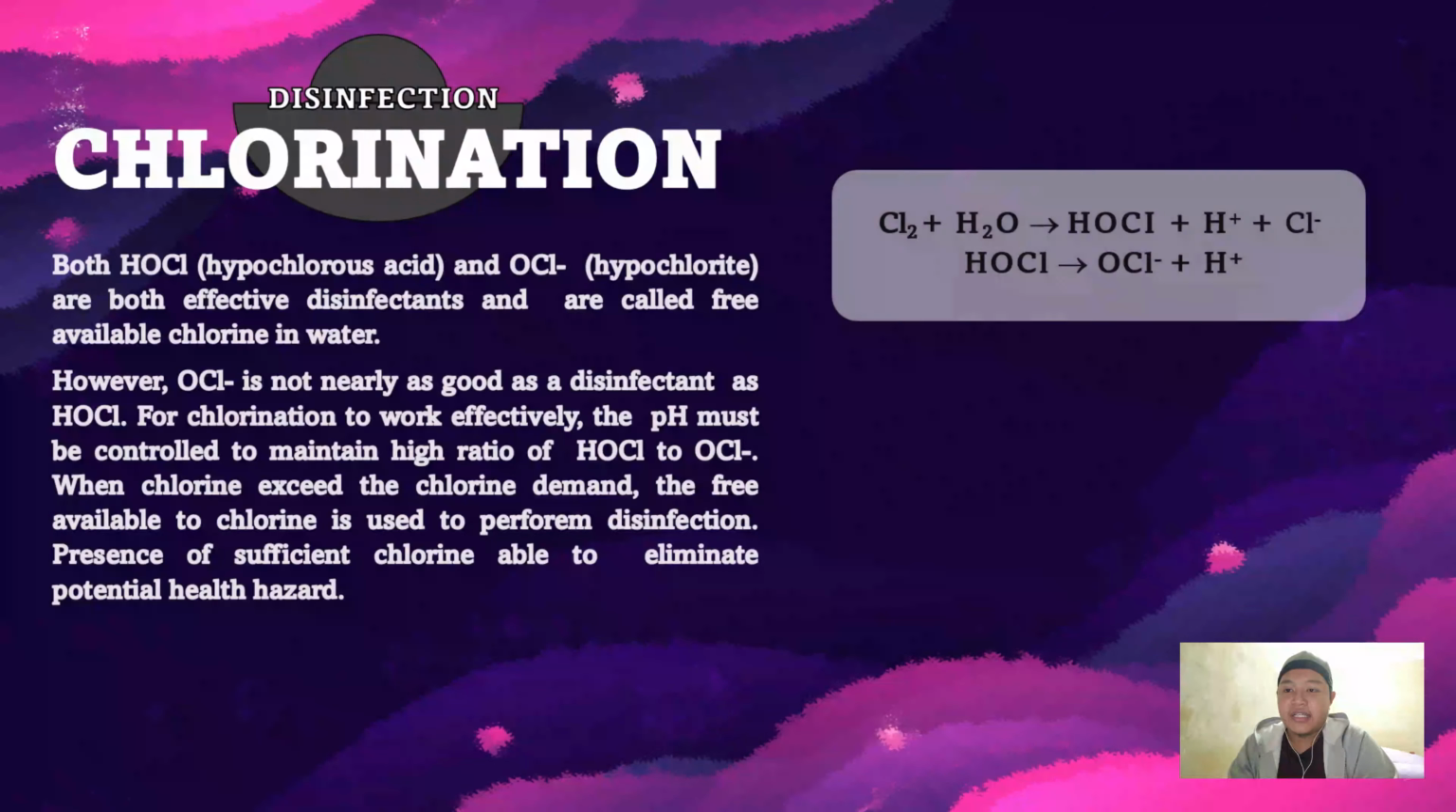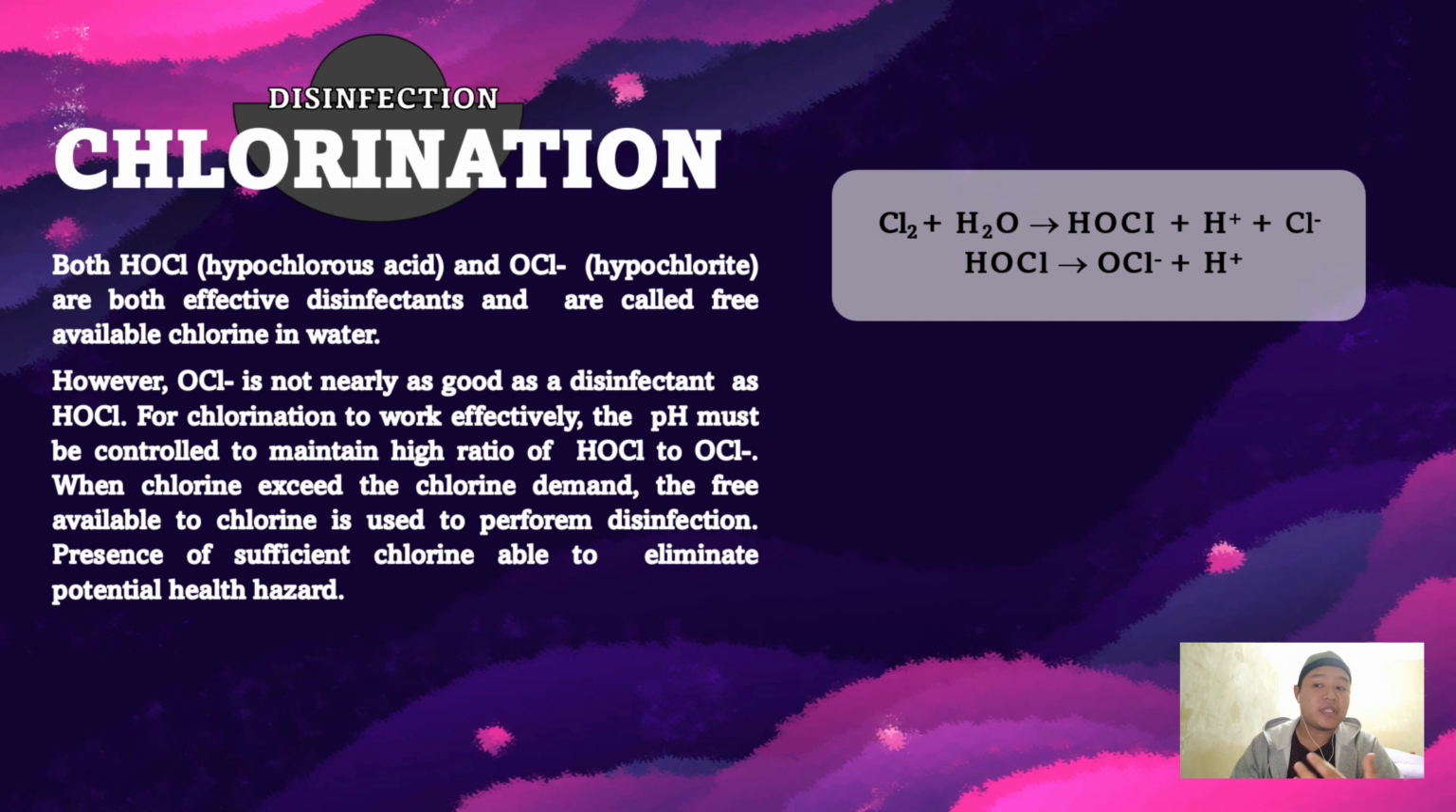This is the chemical reaction that happens during the process. It is important to control the ratio so that hypochlorous acid is higher than hypochlorite, because hypochlorite is not as good for disinfection compared to hypochlorous acid.